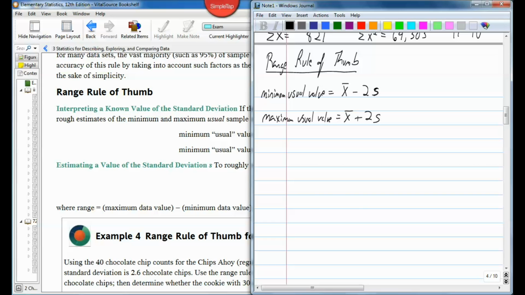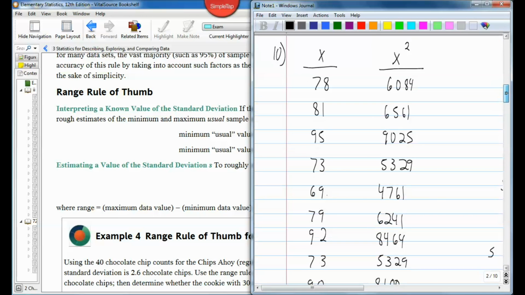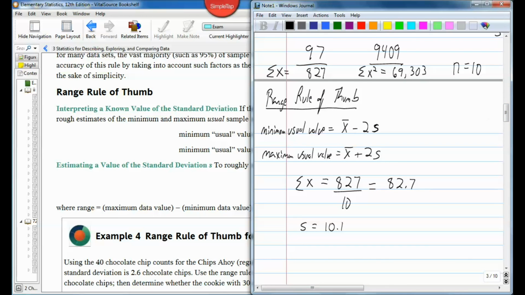Okay, so I'm going to look at these deaths of these manatees, the same problem that we were looking at. Let's figure out what x bar, or the mean, would be for that set of data. So add all the data items together, and we already know what we get. We figured out that the sum of all the data items was 827. So take that, divide by 10, and you get 82.7. All right. We figured out that the standard deviation was equal to 10.1. So we can figure out the minimum and maximum usual values for a set of data. And that set of data was the number of manatee deaths in a year caused by, I believe, collision with some type of water vehicle.